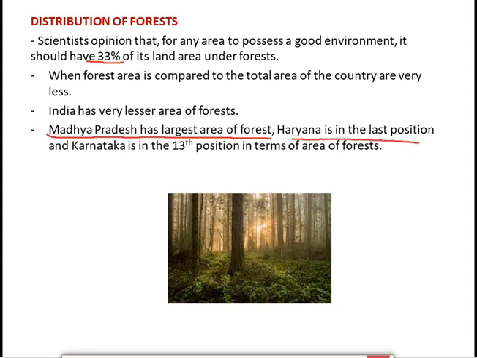It's written over there, no? So Haryana is the last state, the state in which very little forest is present, and Karnataka will come in the 13th position in terms of area of forest. So which is the largest state having forest? Madhya Pradesh.